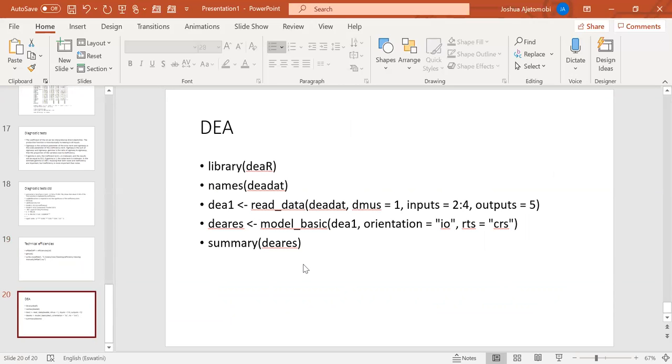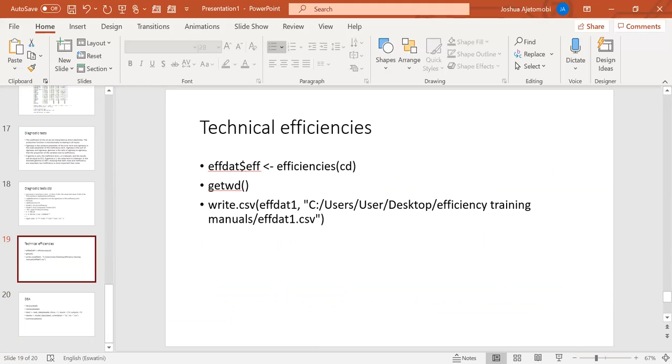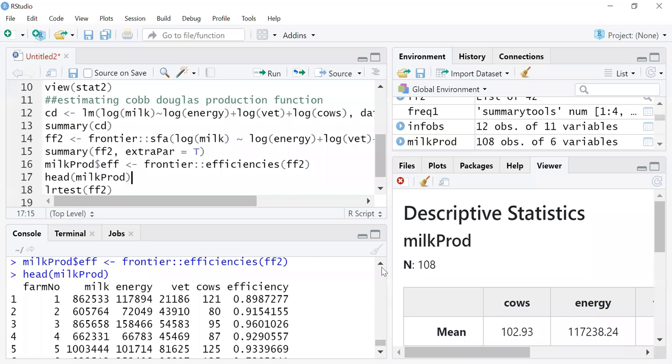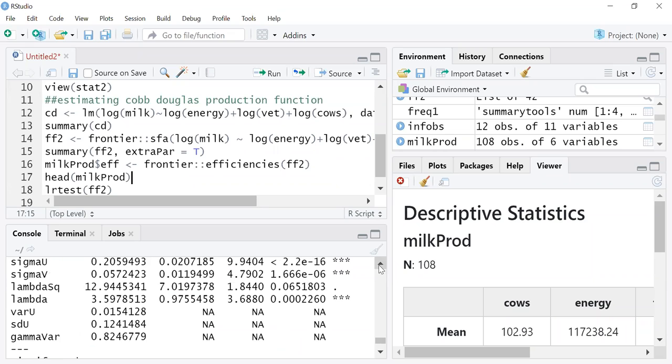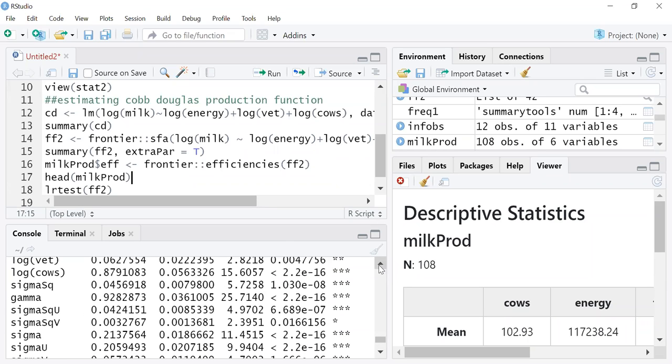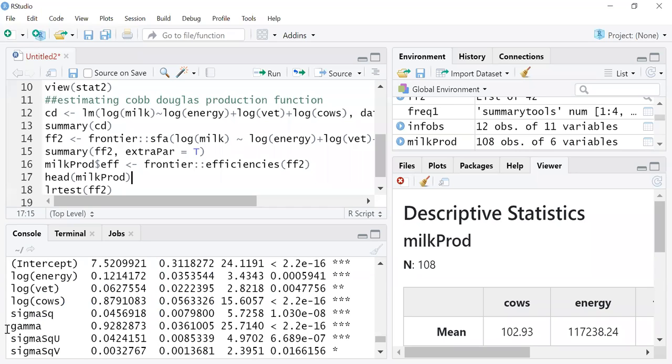This is using EA to do that. Let us now go back to our R. Good. So let us now come here so that I show you some of those things that I'm seeing. This is gamma here. Gamma here is 0.93.